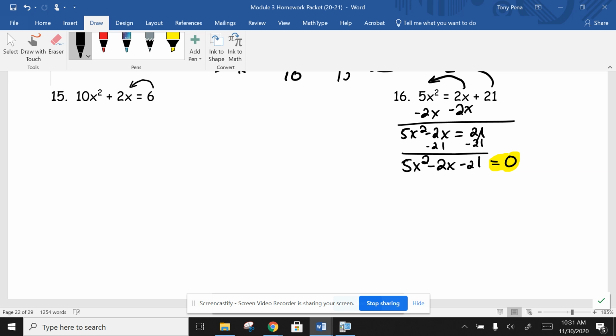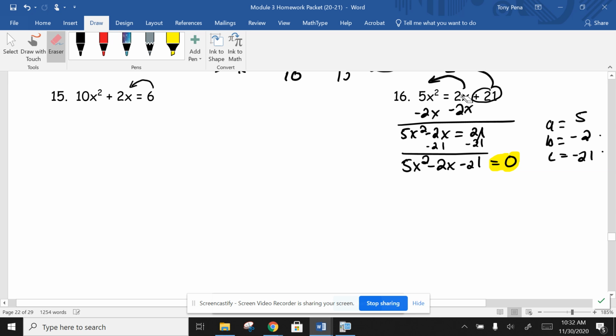Okay? So then from there, now we can identify our A, B, and our C. A is a positive 5, B ends up being a negative 2, and then C ends up being a negative 21. You would have thought that maybe B was a positive 2 and C was a positive 21, but they're not. It should be negative and negative. And if you understand that, then it's the same thing we just did above.